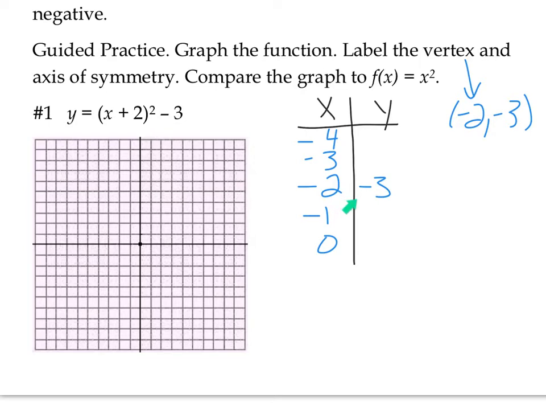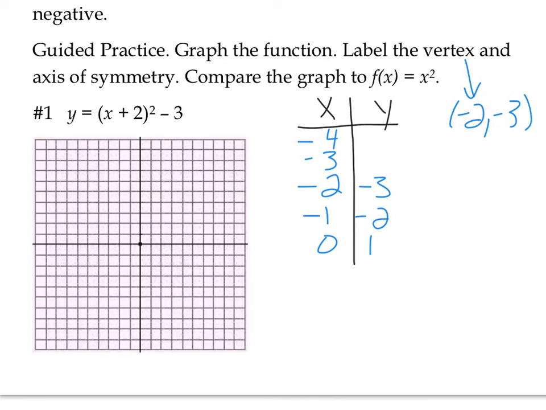That gives us -3. Let's try -1 now. If I plug a -1 in here for x, plus 2, that's 1. 1 squared is 1. 1 minus 3 would be -2. So I have -2 for my y value that goes with an x value of -1. And if I plug in a 0, I'm going to have 2 squared is 4, minus 3 is a +1.